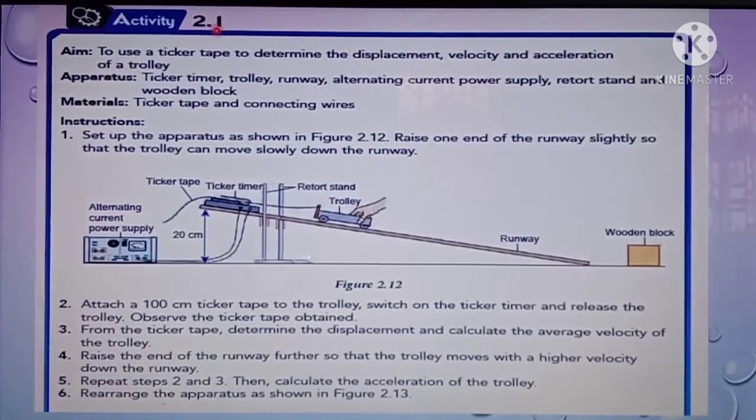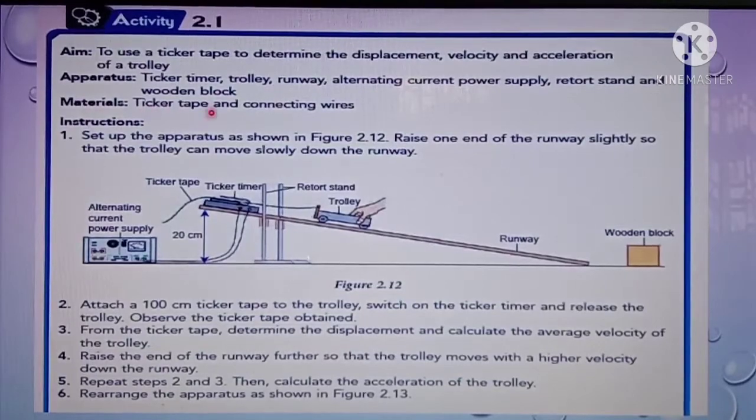So in your textbook, there's Activity 2.1. You can refer to your textbook. The aim of this activity is to use ticker tape to determine displacement, velocity, and acceleration of a trolley. Apparatus needed: ticker timer, trolley, runway, alternating current power supply, retort stand, and wooden block. Material: ticker tape and connecting wires. Instruction: we set up the apparatus as shown in Figure 2.12. Raise one end of the runway slightly so that the trolley can move slowly down the runway.